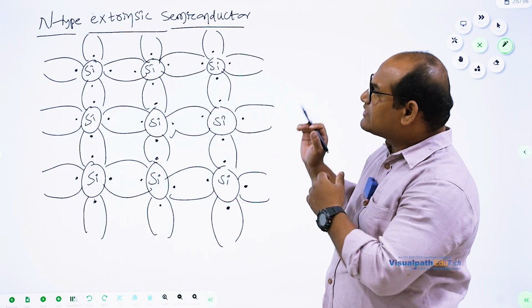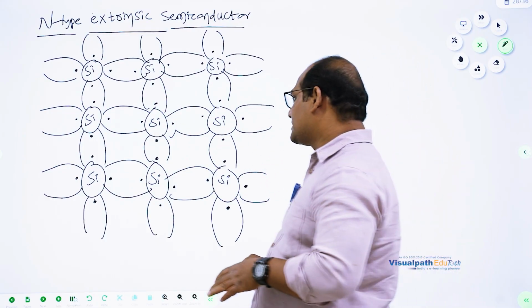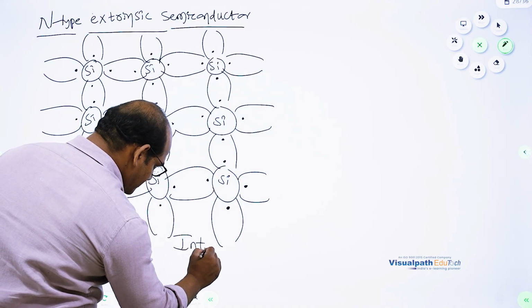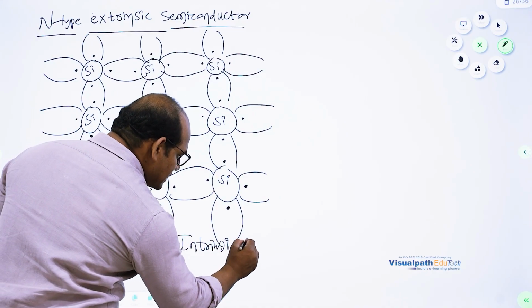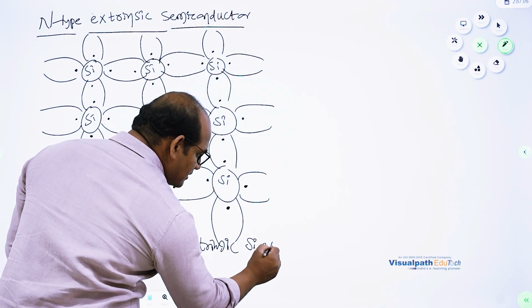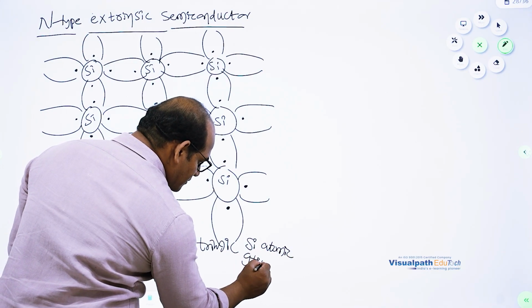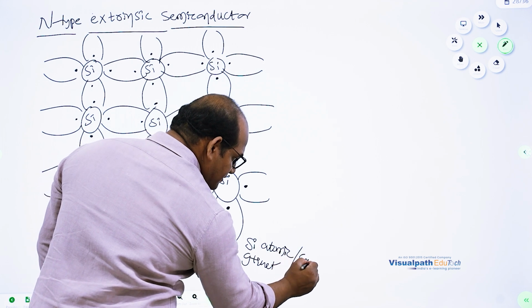So this is the situation available in the intrinsic semiconductor. It is about the intrinsic or pure silicon atomic structure, crystalline structure.